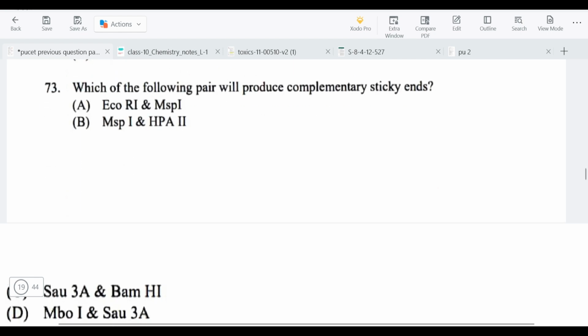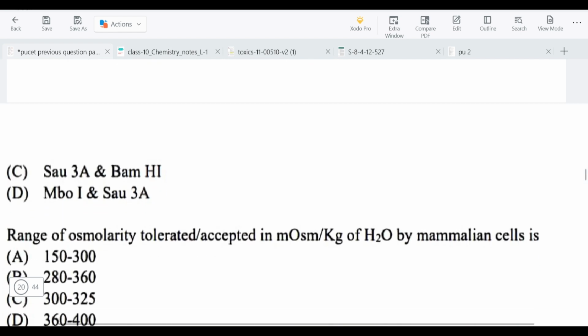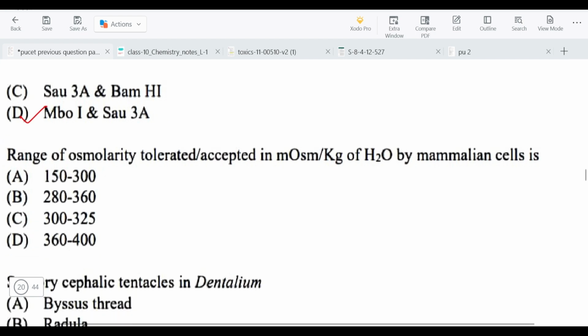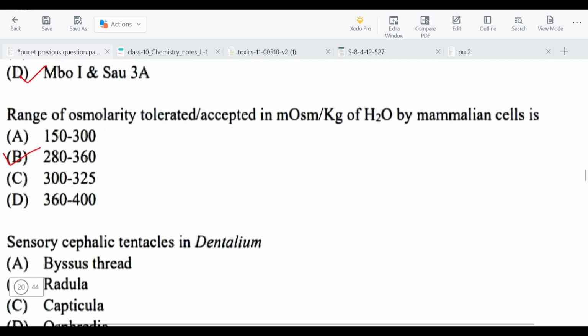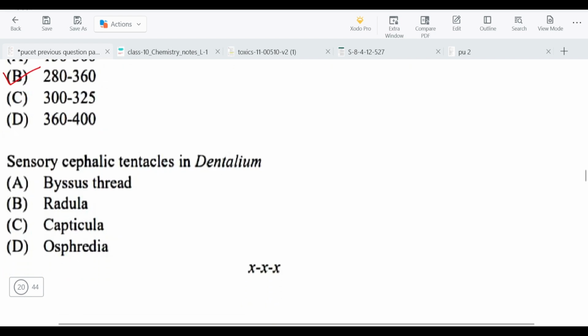Next question. Which of the following pairs will produce complementary sticky ends? The answer is MboI and Sau3A. Next question. Range of osmolarity in mOsm per kg of water accepted by mammalian cells. The correct answer is 280 to 360. This is the osmolarity range tolerated by most mammalian cells. Okay, so mammals can tolerate this range. Okay. Next and last question.